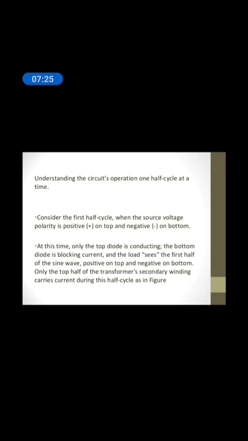Now consider the first half cycle when the source voltage polarity is positive on top and negative on bottom. At this time only the top diode is conducting and the bottom diode is blocking current, and the load sees the first half of the sine wave, positive on top and negative on bottom. Only the top half of the transformer's secondary winding carries current during this half cycle.